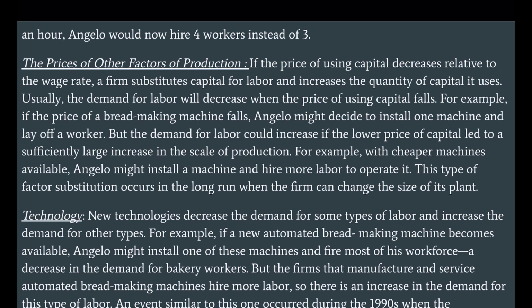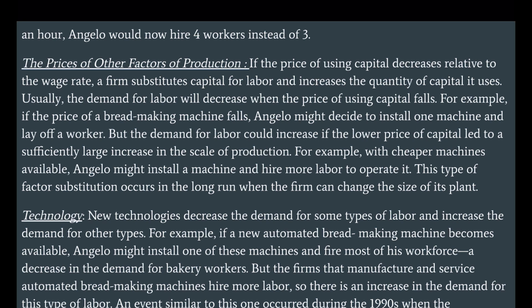The prices of other factors of production. If the price of using capital decreases relative to the wage rate, a firm substitutes capital for labor and increases the quantity of capital it uses. Usually, the demand for labor will decrease when the price of using capital falls.